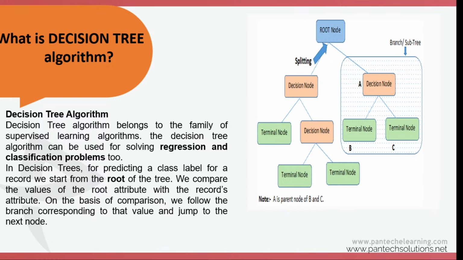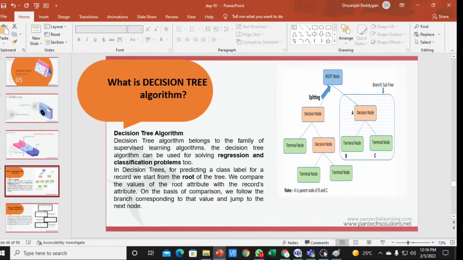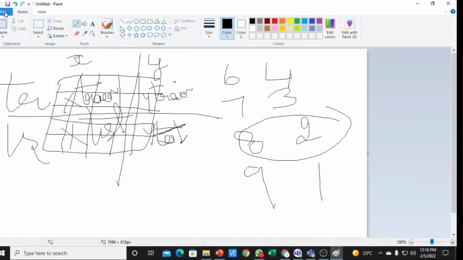In a decision tree, for predicting a class label for a record, we start from the root of the tree. We compare the values of the root attribute with the record attribute. On the basis of comparison, we follow the branch corresponding to that value and jump to the next node. In simple words, I'll tell you. I hope you can see the screen, right?